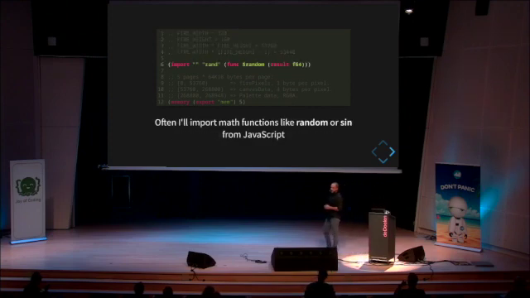Often what you'll see in these demos is that I'll import functions that you don't have in WebAssembly from JavaScript. So in this case, I'm importing random so that I can get a random number, so that I can create some of the effects there. So this is cheating a little bit. Obviously, I could write my own random function in WebAssembly, but you know, it's all for fun, so we can cheat when we want.